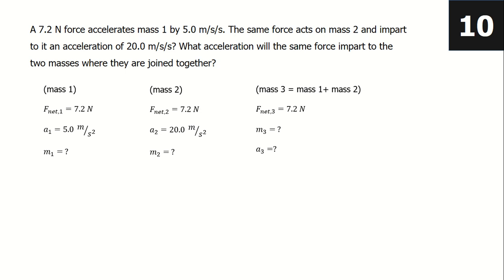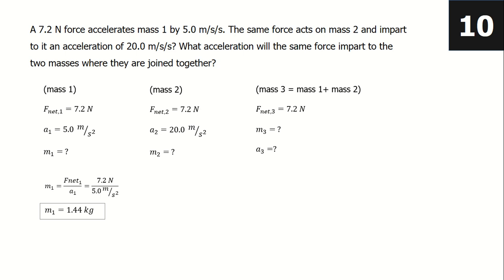So again, taking note of the given, separating the given for each of the masses. Okay, starting at mass number 1 first. So net force is given, acceleration is given. The formula for mass will be the net force divided by acceleration. So when you divide Newton divided by meter per second squared, that will lead you to a unit of kilogram. So 7.2 divided by 5 is 1.44 kilogram.